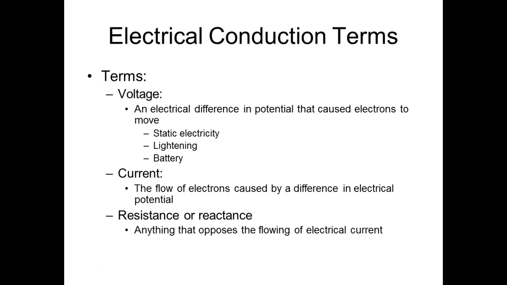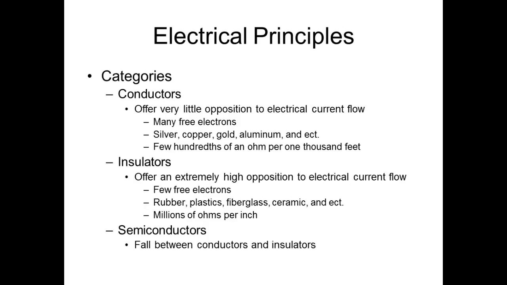Terms: voltage. We already know what voltage is. Electrical difference in potential that causes electrons to move. We get voltage from static electricity, from lightning, from batteries, from generators. Are we okay? Bioelectric, which is not listed. Current: the flow of electrons caused by a difference in electrical potential if we have a complete path. Resistance and reactance: anything that opposes the flowing of electrical current. Are we okay there?